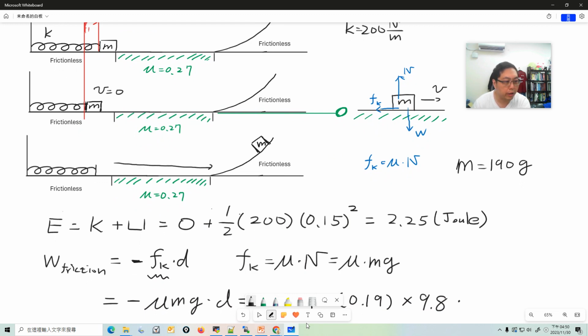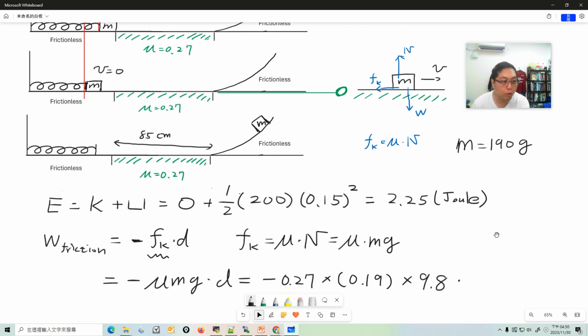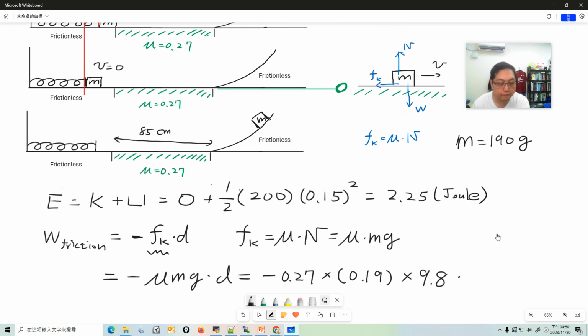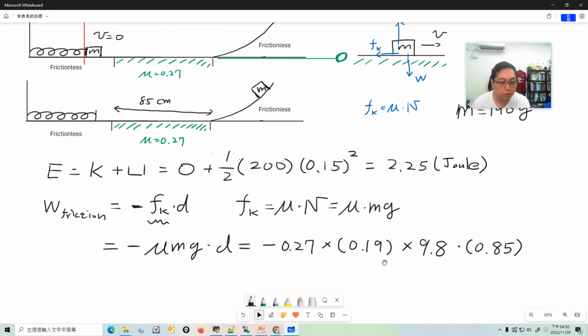This is 85 centimeter. So 85 centimeter is equal to 0.85 meter. So it's 0.85 meters. I want to put everything in the MKS system: meter, kilogram, and seconds. Okay, so we can find the work done by the friction.